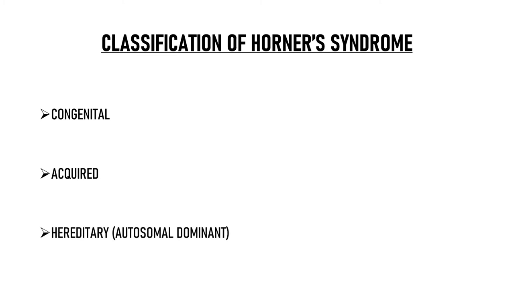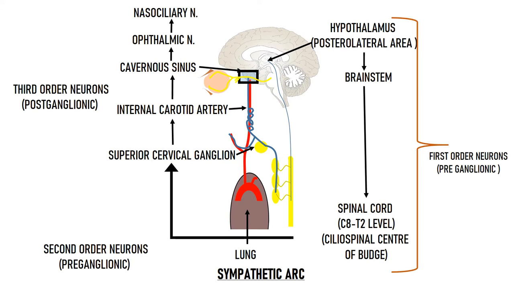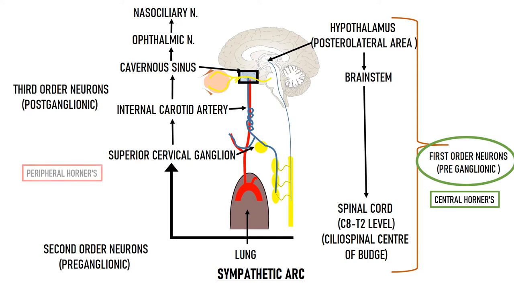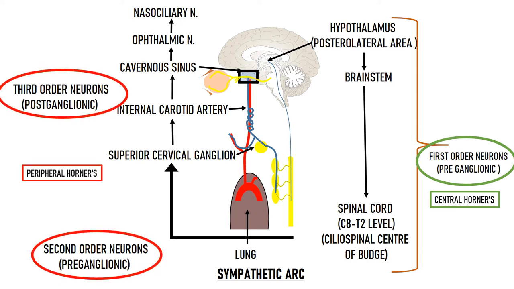Epidemiology of Horner syndrome. Horner syndrome is quite an uncommon condition. There is no age, race, or gender predilection. Horner syndrome can be congenital or acquired, or very, very rarely it can be hereditary with autosomal dominant inheritance. Horner syndrome can also be subdivided into central Horners if the first order neurons are affected and peripheral Horners if the second or the third order neurons are affected.